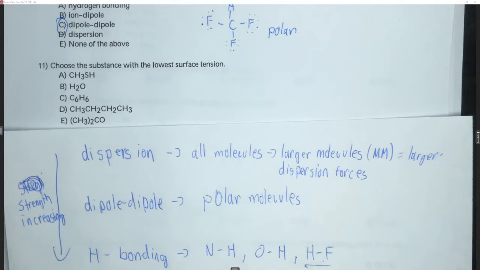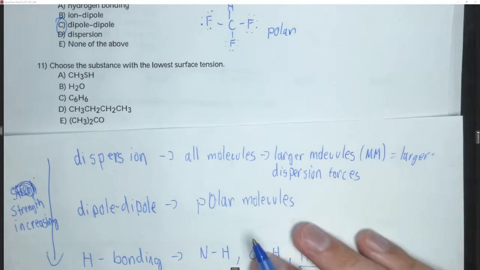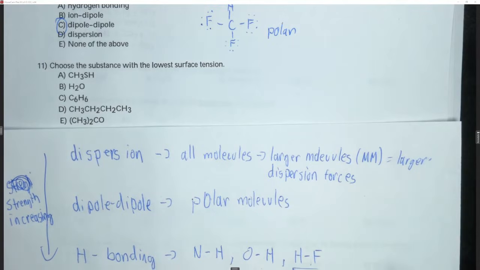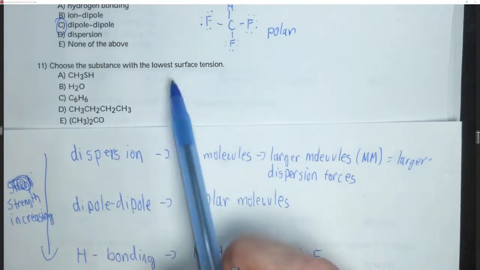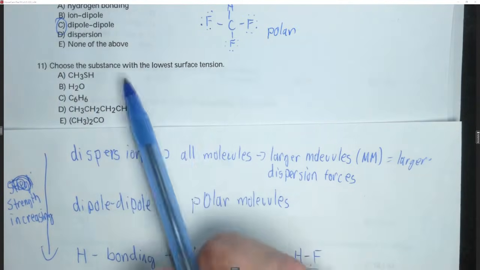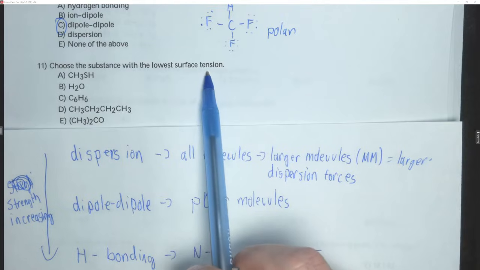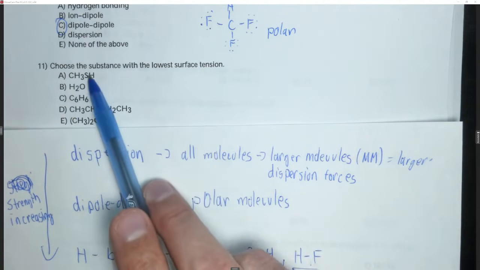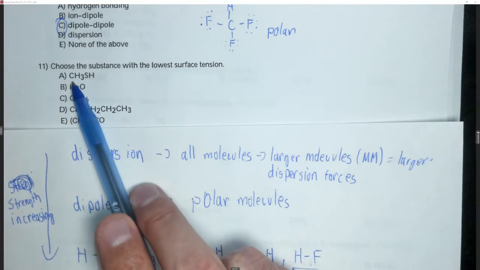Question 11. If you remember back to the lecture, we talked about some factors that are directly proportional with intermolecular forces, and surface tension is one of them. It says choose the substance with the lowest surface tension, or the lowest intermolecular forces. In this molecule, we have a carbon bonded to a sulfur and 3 hydrogens.